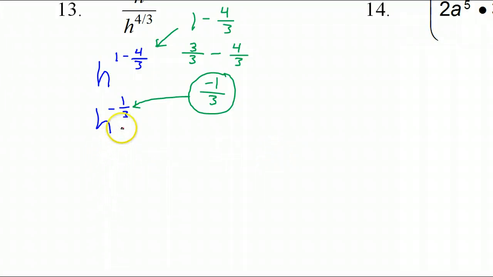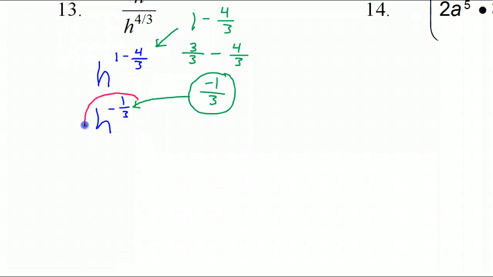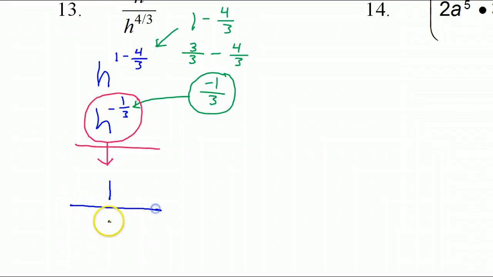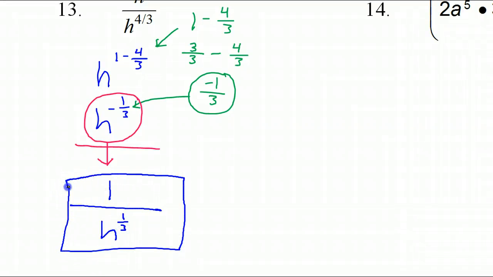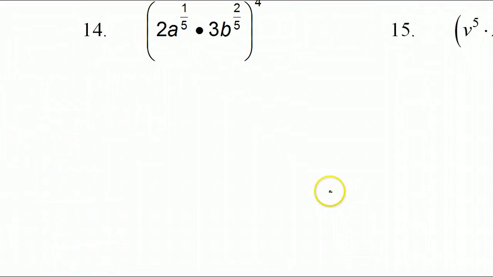But since it has a negative exponent, I am going to drop it down to the denominator. Anything with a negative exponent is on the wrong side of the fraction. So there's an invisible fraction right here. This has got to drop down. So that's why in the end I will have 1 over h to the 1/3 power. Alright, so that is it for number 13. Okay, how about number 14?